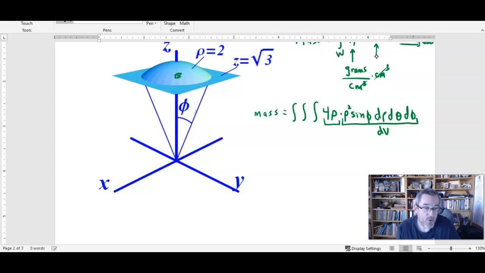All right, now we're going to do some more work on this, but remember r dr d theta? Kind of like that, in spherical coordinates, dV comes out to be rho squared sine phi d rho d theta d phi.